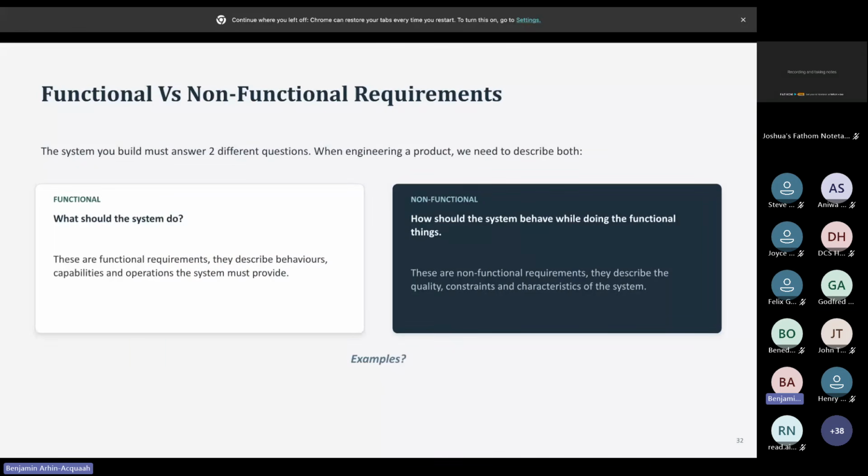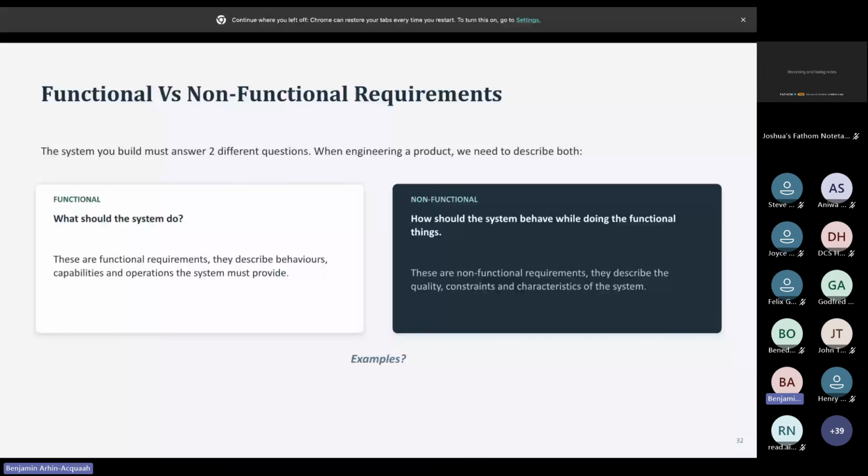The functional means: what should the system do? So these are functional requirements. They describe behaviors, capabilities, and operations the system must provide. These are the things you want your system to do. If I'm a user and I come to your product, what I am seeing or the journey that I am going through is the functional requirement. Without those things, your product doesn't exist.